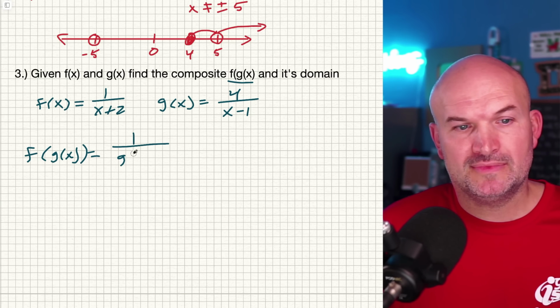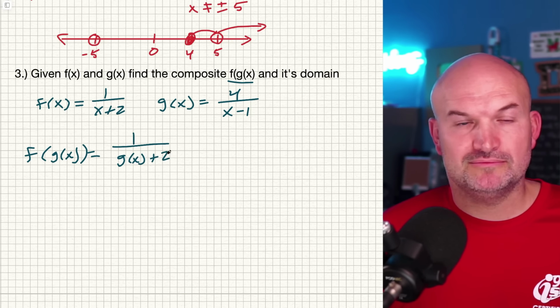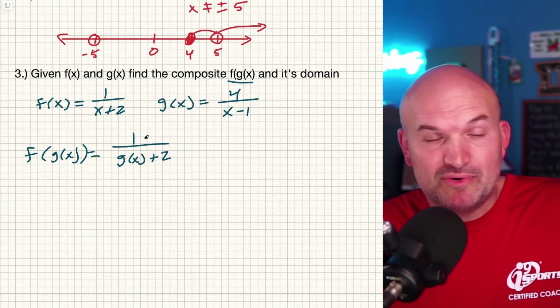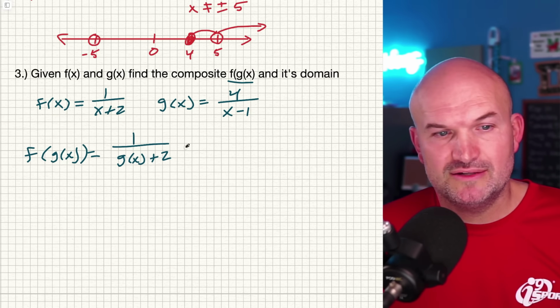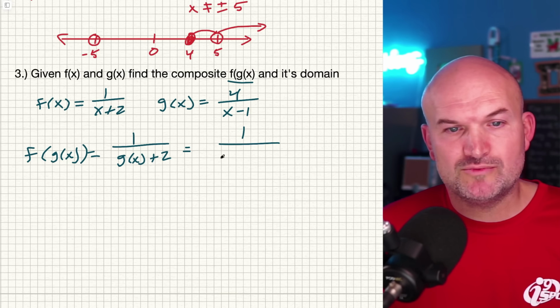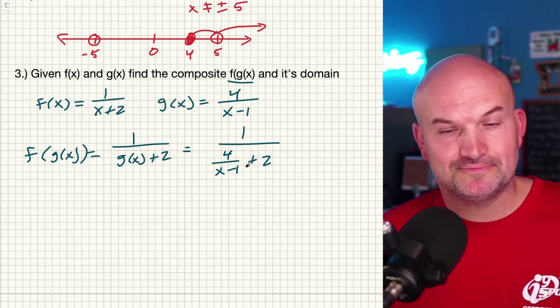1 over g of x plus 2. Just like we did in that previous example. However, ladies and gentlemen, what do we know? We know what the value of g of x is, right? We now can rewrite this as 1 over 4 over x minus 1 plus 2.